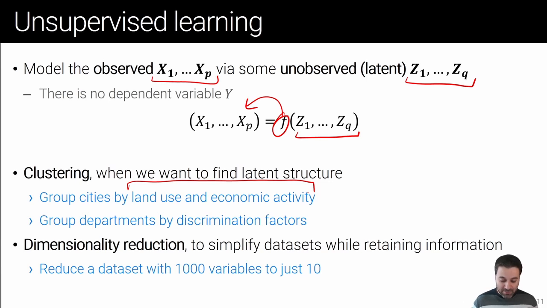Or let's say that we have data about different discrimination factors in a department in a company, and what we want to do is try to group departments according to how similar they are with respect to those discrimination factors.